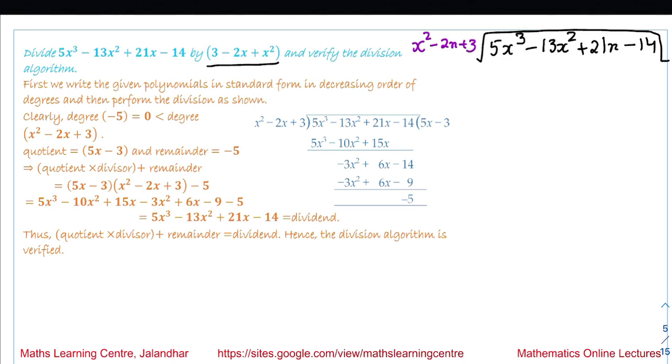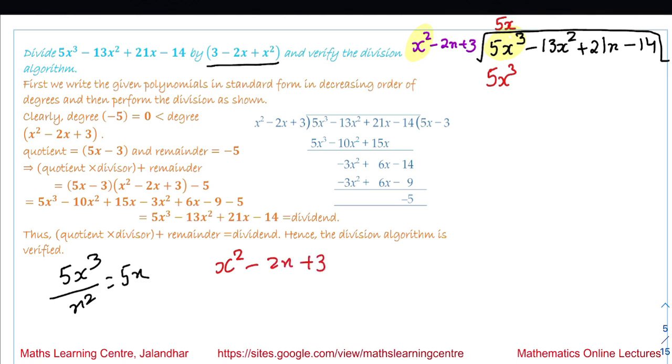Now how are we going to solve this? We are looking at this first term over here and this first term over here. So we see this is 5x cube and that term is x square. So what we are left with is 5x. So we are saying it is 5x over here. So we get 5x cube, it is x square minus 2x plus 3 into 5x we are talking about.